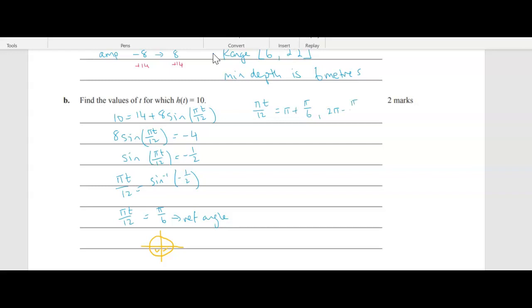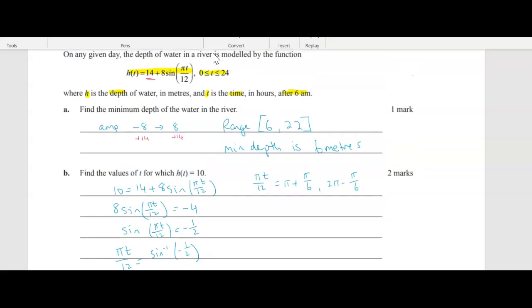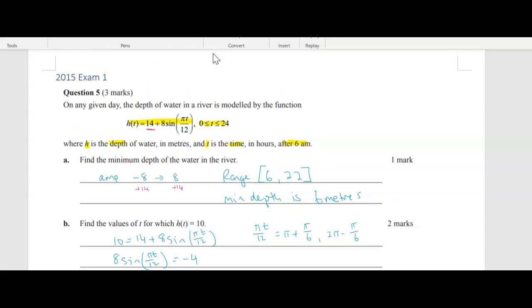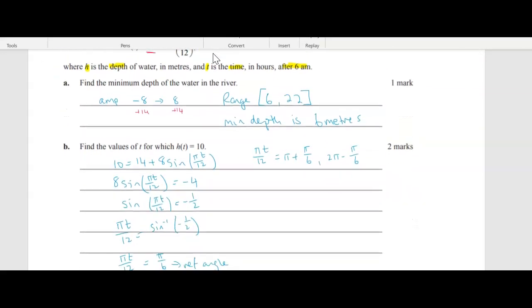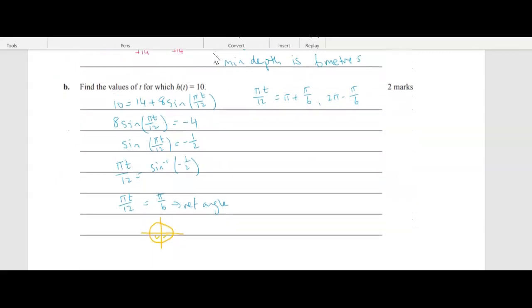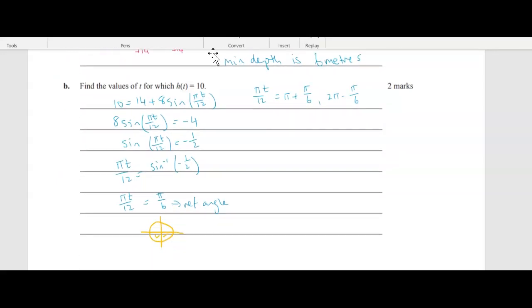minus pi on 6. Now, we are only looking at a 24-hour period and we're looking at the depth of the water. So you think of tides, they kind of only happen twice. So I'm just going to leave it at the 2 solutions, but we just need to tidy it up. So we're going to have pi plus pi on 6 is 7 pi on 6, and then 2 pi minus pi on 6 is 11 pi on 6.